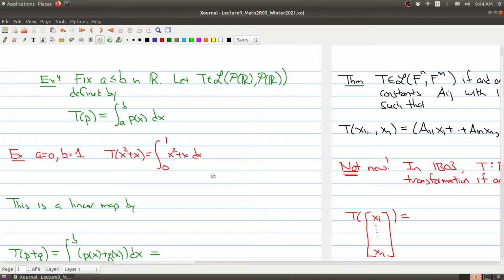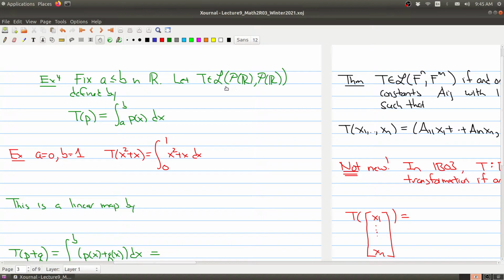Examples of this type show up periodically through the course, so it's good to see our first example of it. So let me walk you through the example. What we're going to do is fix any two numbers that you like, a and b in R, just as long as a is less than or equal to b.